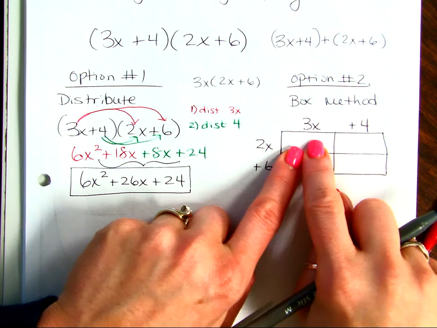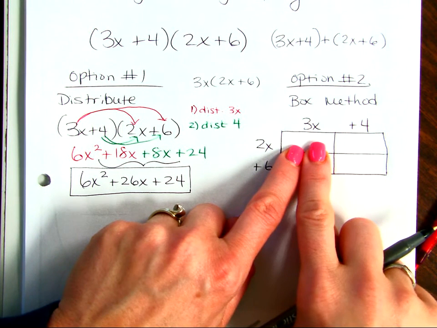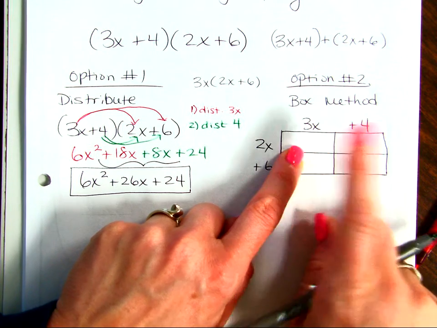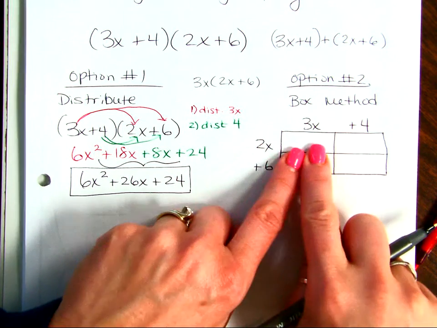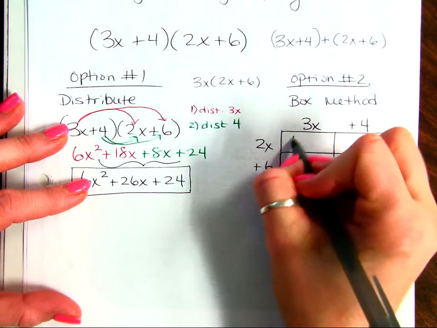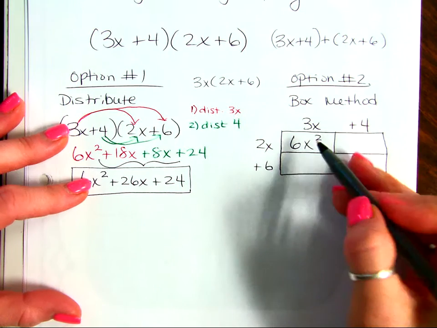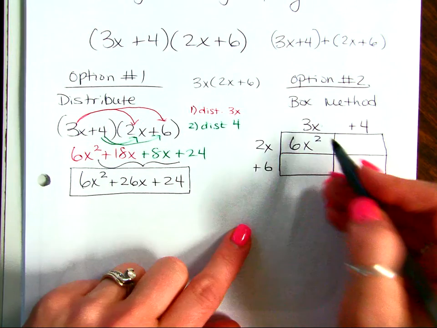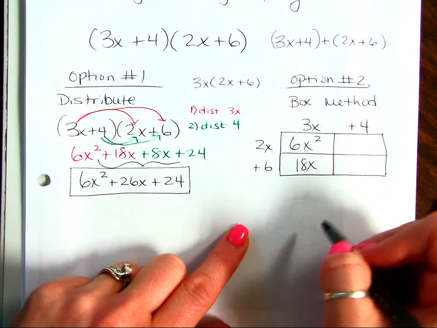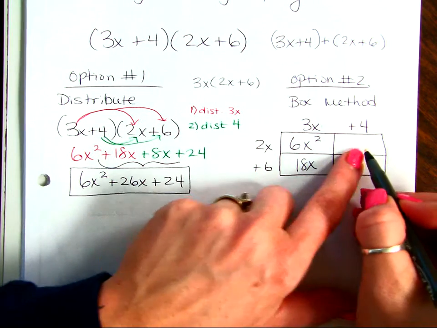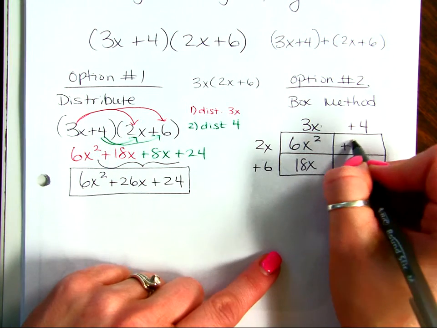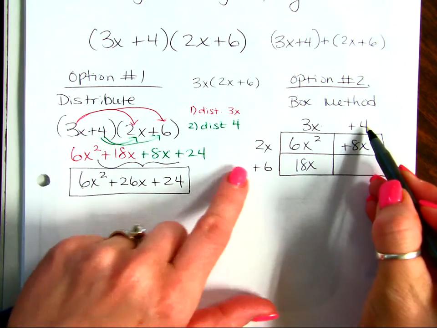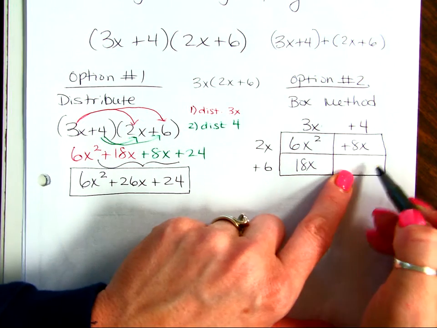Have you ever, this is another thing, lattice method for multiplication? Have you heard of this at all? Okay, I'll show you something in a minute. 3x times 2x is 6x squared. 3x times 6 is, you seeing it? 18x. 2x times 4 is 8x. You don't need to put the plus sign. And then 4 times 6 is 24.